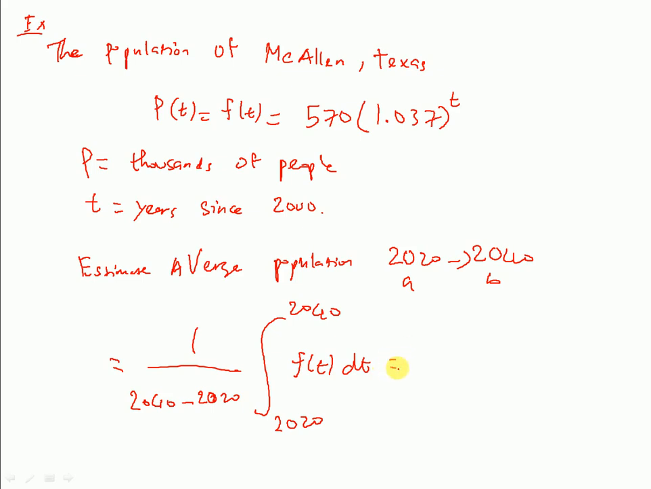And of course you can use your graphing calculator to estimate this, and it should give you 1732.81, and this is in thousands, right? Because this is thousands of people, because we are given a unit in thousands. So this is 0.8, so about 1,733,000 people. So this is the average population from 2020 to 2040. So that's the end of section 5.6.